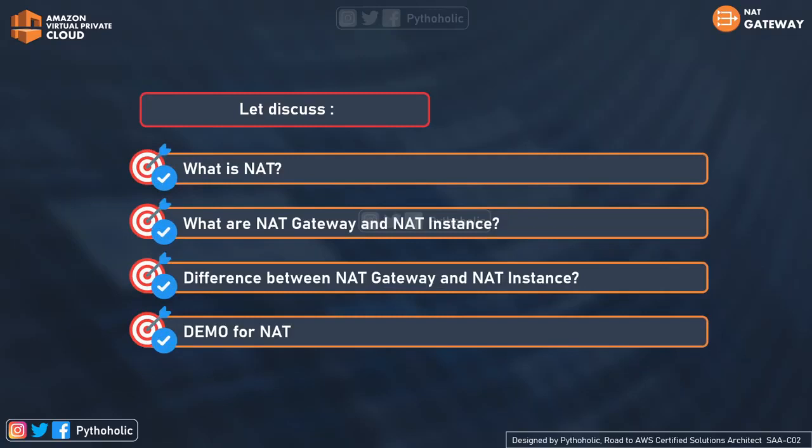And in today's episode, we will be talking about what is NAT and what are NAT gateways and NAT instances, and what are the differences between NAT gateways and NAT instances. And if possible, we'll also have a small demo on each of them. And the timelines are already given in the description below. So if you wish to switch to a specific topic, you can do that as well.